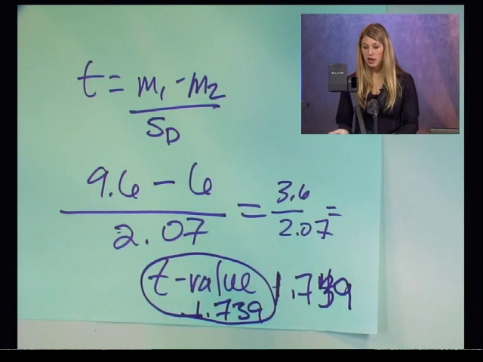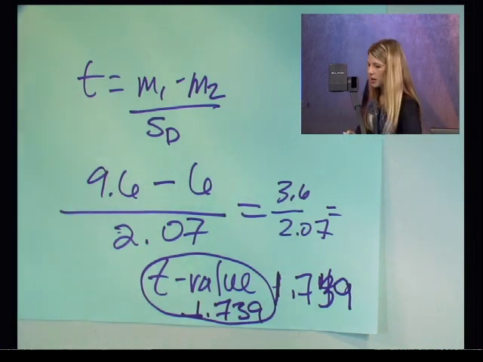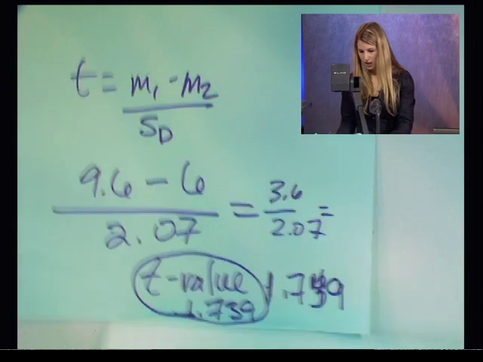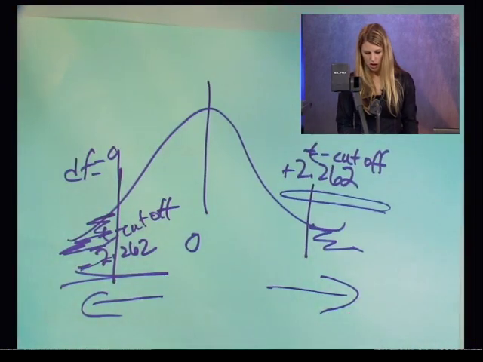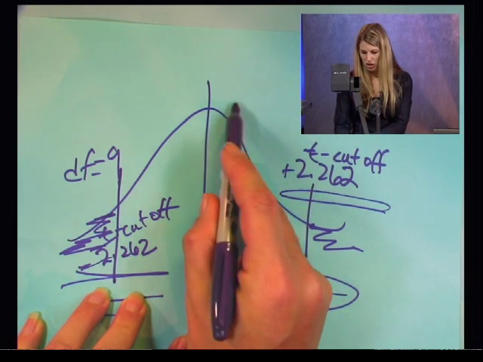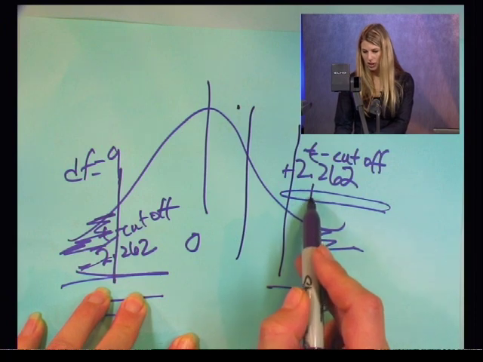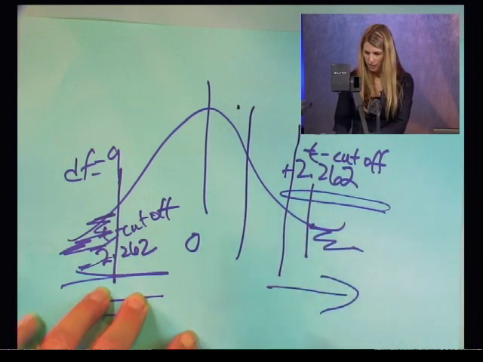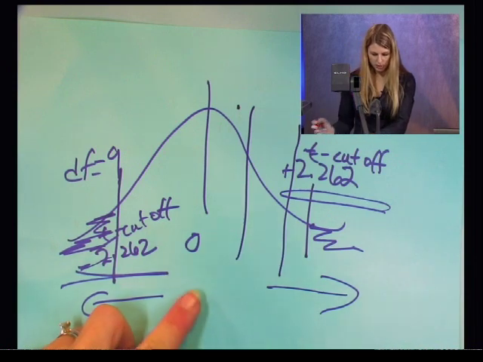Now you've calculated your T value. Now you need to take this T value back to your drawing of the distribution with the cutoff and plot it on there. So here you have your cutoffs for the T distribution, and you have a T value of 1.739. So that means, if you remember your standard deviations, here's 1, here's 2, the cutoff's at 2.262. So you plot your T value, I'm going to go ahead and put it in red here, at 1.739.